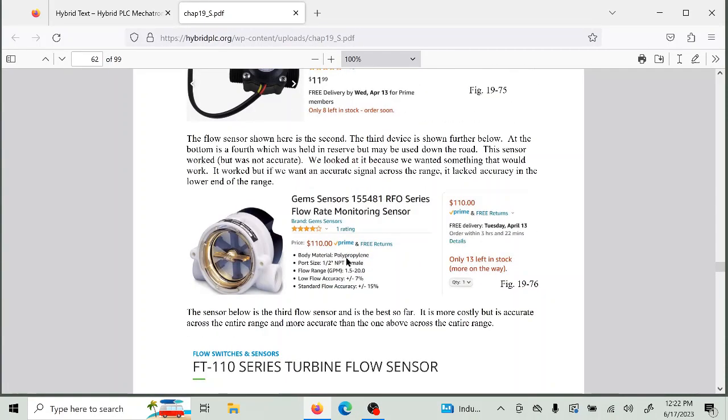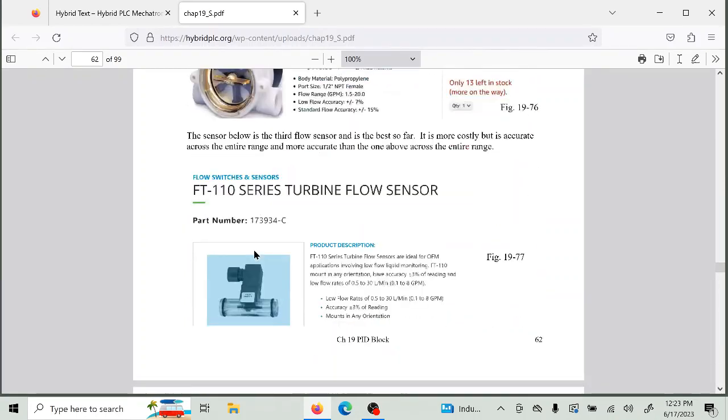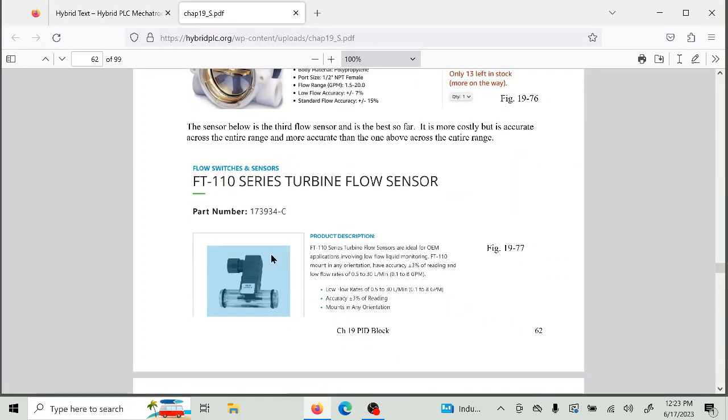This is the second one. This one worked up to a point, but the accuracy wasn't that good in the low end of the range, and it would stop flowing at about 25%. That does not work well for most PID algorithms, so we went ahead and bought another one. We bought this one. The difference in price is about $100. This is about $180.